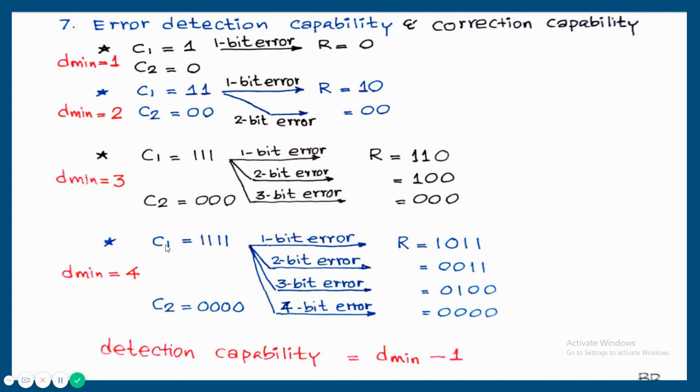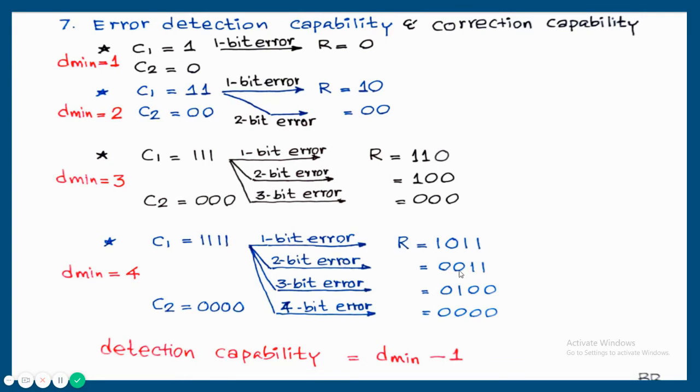Next result is C1 and C2 are going to be transmitted with a D minimum equal to 4. For that, C1 is transmitted with the 4 ones and C2 is going to be transmitted with the 4 zeros. 1111 is transmitted, received as 1011. I'm just showing 1 bit error. 1011 is close to 4 ones, so it can be corrected as 4 ones. It's a correct answer. So 1 bit error can be detected and corrected.